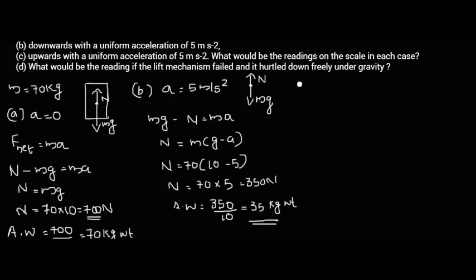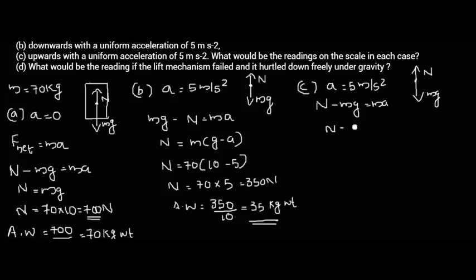Right. Now moving on to the third situation. The third situation, the lift is moving upward with a uniform acceleration of 5 meters per second square. So here the lift is having an acceleration, and again this is the free body diagram. mg acting downward, the normal reaction upward. Here the lift is moving upward, so I have to write the normal reaction first. So the normal reaction minus mg is equal to m into a.